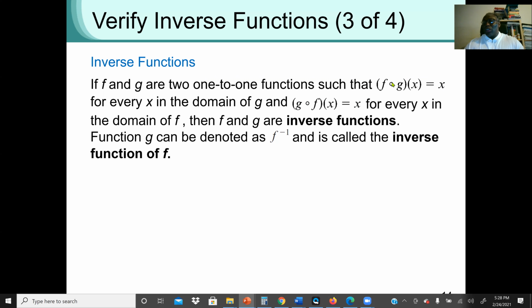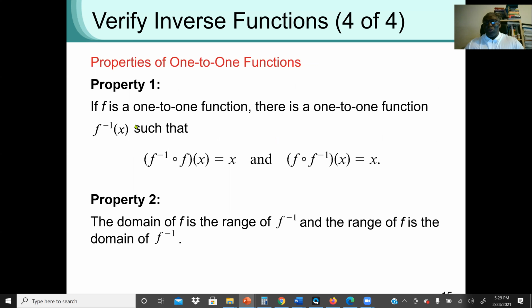So f composite g and g composite f give us x, for every x in the domain of the function. Then we will say that f and g are inverse functions. So function g can be denoted as f inverse. It's because we have a function f, so g will be the inverse of f, which we call the inverse of f. So we're going to see an example now.